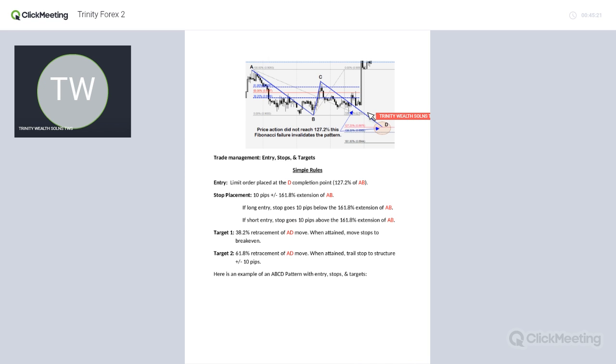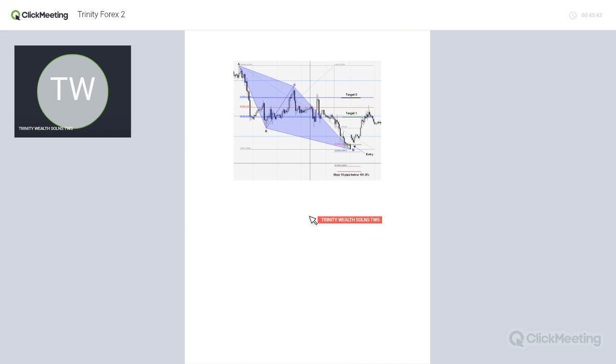Okay, so this is the ABCD pattern. It has 2 criteria which have to be fulfilled. And then you also have the normal AB is equal to CD. In such a case, D may not be exactly fulfilling the second criteria. And then you have the normal 1:1 harmonics. Right, so that's how you trade the ABCD pattern. We are going to see a detailed example here.